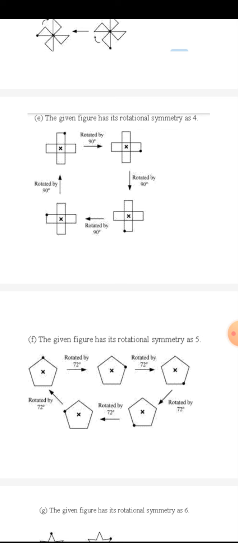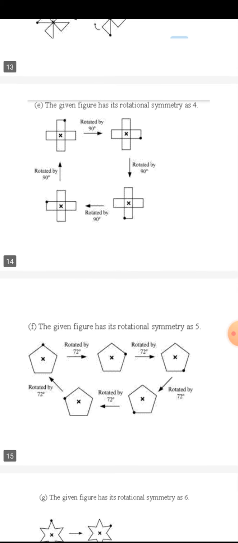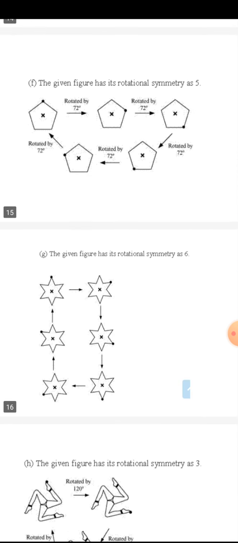How many times? 5 times. So if you are rotating the given pentagon to 360 degree, at 5 times it looks like same. Therefore the order of the rotational symmetry is 5. The order of the rotational symmetry is what? 5 here. Then look at G now.